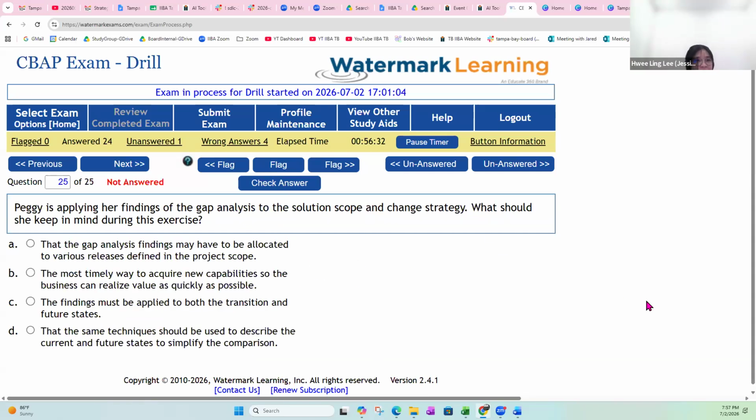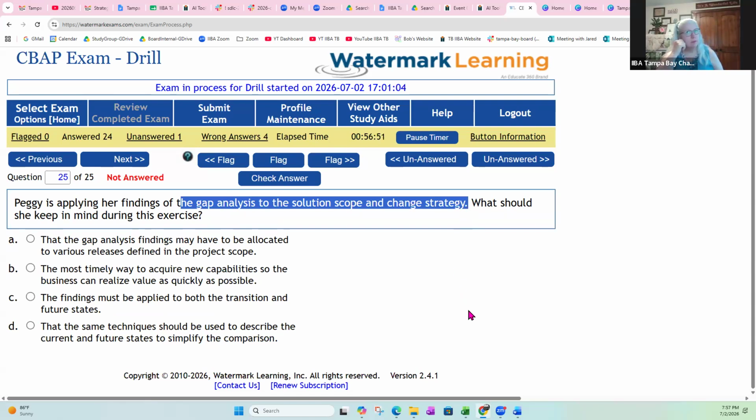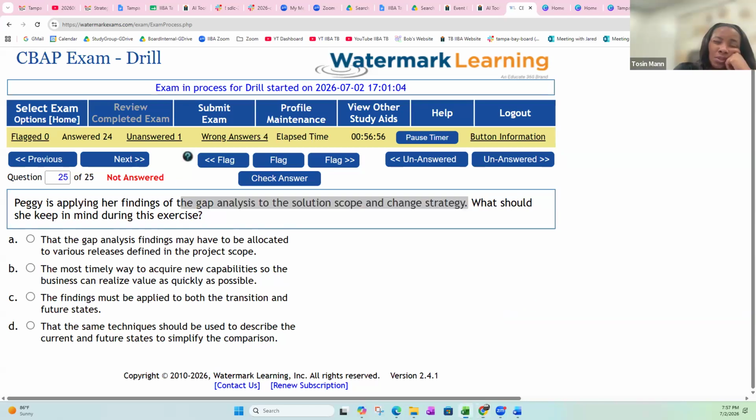Right. And one more question. Peggy is applying her findings in a gap analysis to the solution scope and change strategy. What should she keep in mind during this exercise? What task is she in, guys? I think the last chapter 6. Is this define change strategy? Yeah. Okay. The gap analysis findings may have to be allocated to various releases defined in the pre-project scope.